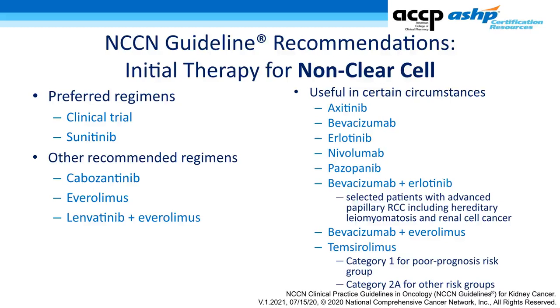And then a fairly long list of useful in certain circumstances. I'll just highlight the bevacizumab plus erlotinib, which is for selected patients potentially who have advanced papillary renal cell carcinoma. And then temsirolimus is a category 1 option for those poor risk patients, and that's based off improved overall survival compared to interferon alpha using the old MSKCC risk criteria.